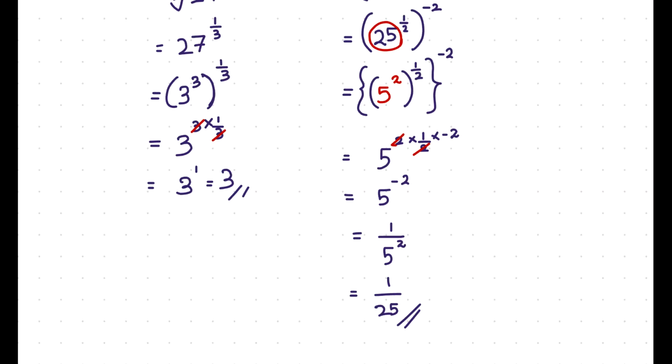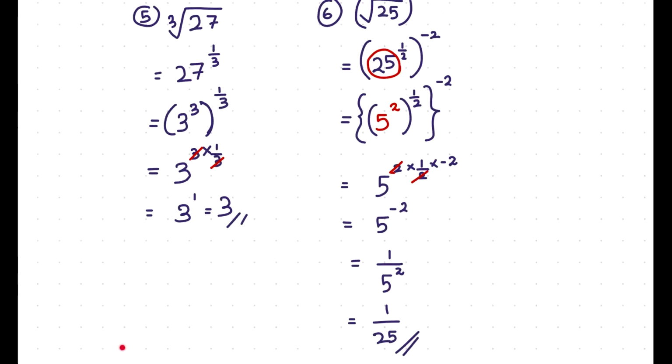Then 1 over 5 to the power 2. What is 5 to the power 2? 5 to the power 2 means 5 times 5, which is 25. Therefore, it is 1 over 25. Is it clear? Okay. Am I done writing? I'll give you like 2 more minutes. Quickly finish.